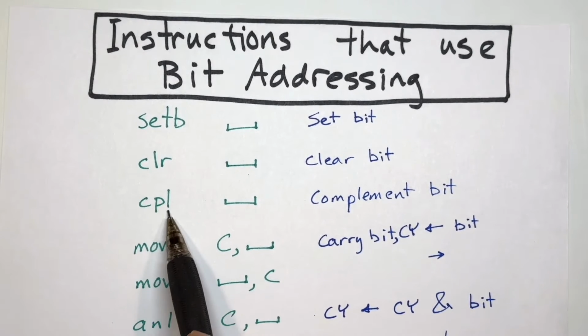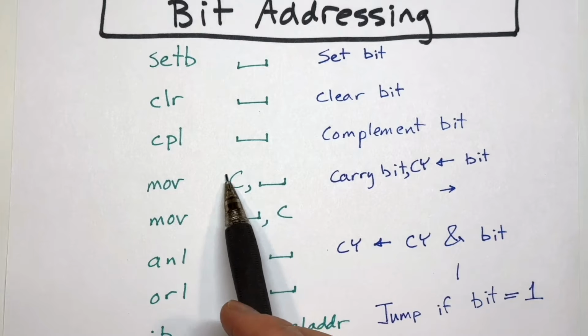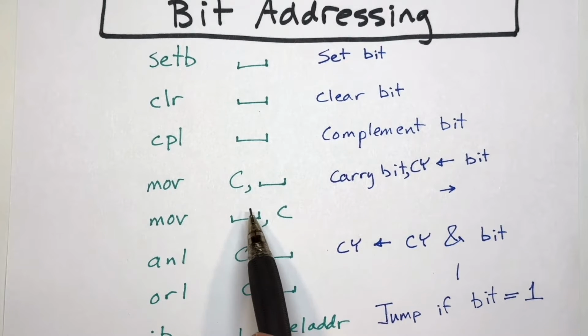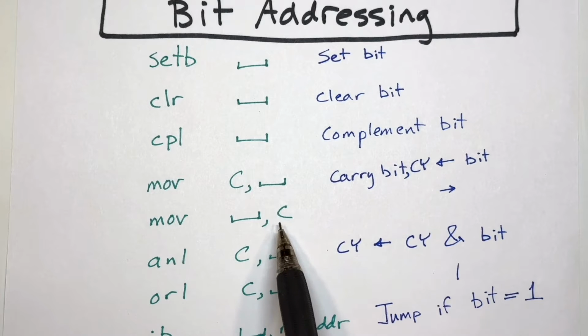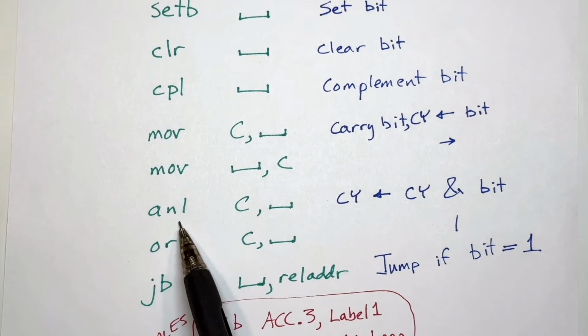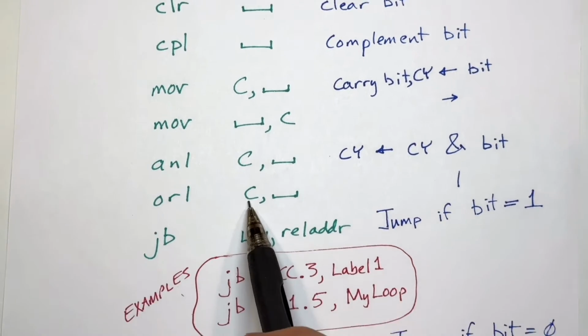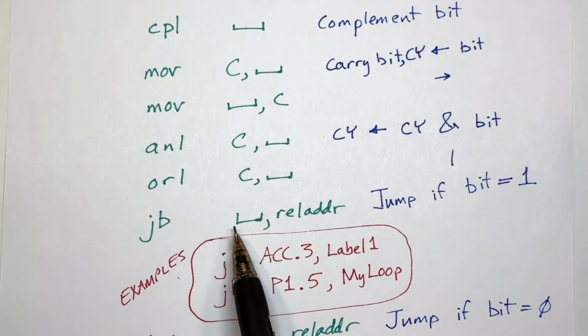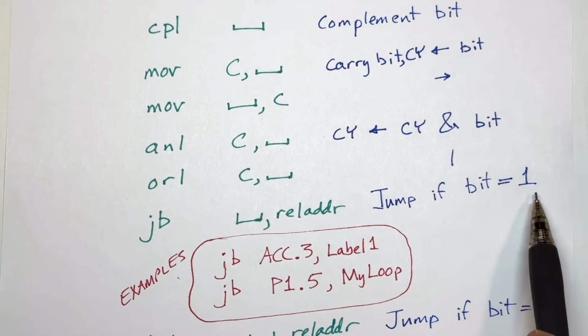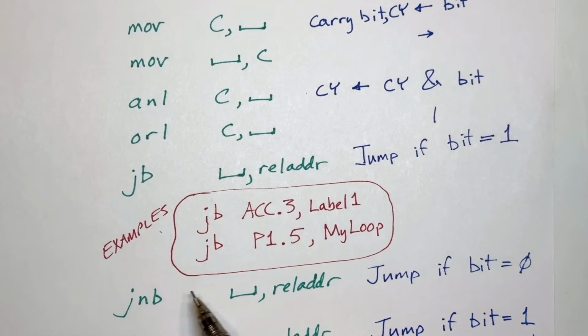And here we can complement a bit. Here we can move a bit into the carry. The carry bit is a particular bit within the program status word, and we can test it and jump based on its value if we want to. And here we move from the carry bit into some particular bit. And then we can do AND or OR on a particular bit with the carry bit, placing the result in the carry bit. And then here we can jump if a particular bit happens to be set. And here we can jump if a particular bit is clear, that is equal to 0.